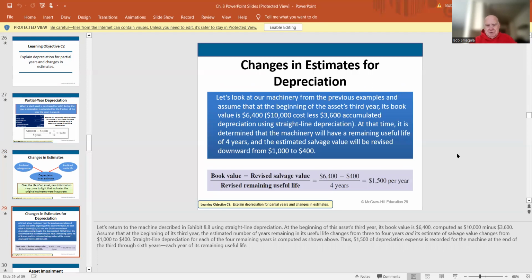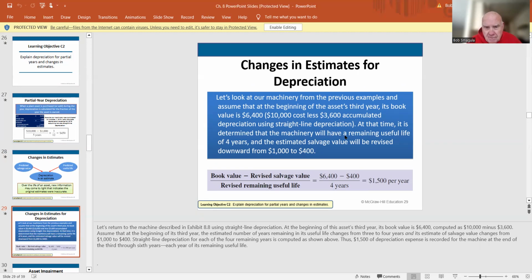Changes in estimate for depreciation. Let's look at our machinery and assume at the beginning of the asset's 3rd year, the book value was 6,400. That's the book value after 2 years, 10,000 less 3,600 of depreciation expense. Remember, it was $1,800 a year, for 2 years now, 3,600. At that time, it's determined the machine will have a remaining useful life of 4 years, and the estimated salvage value will be revised down from 1,000 to 400.